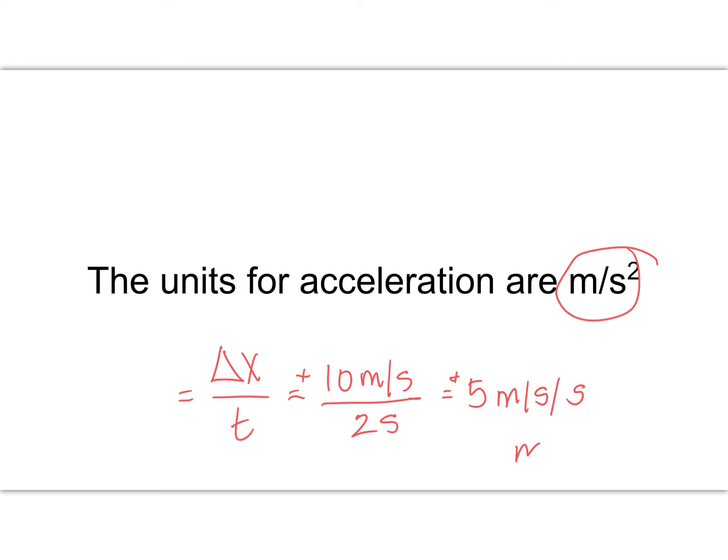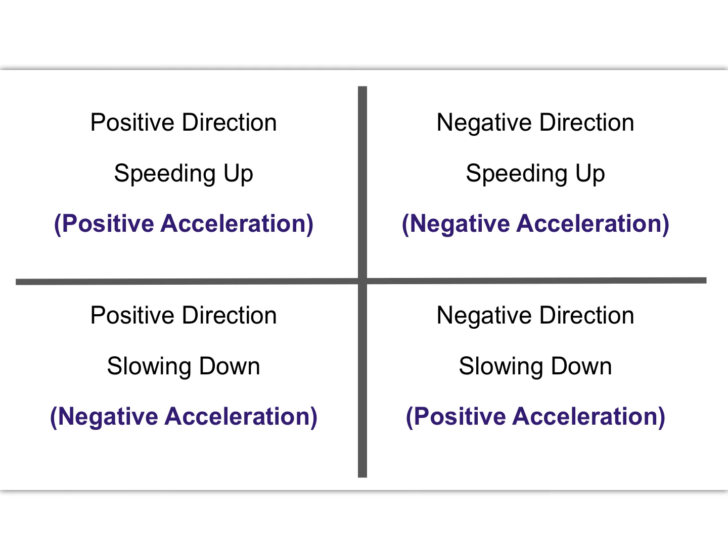So for each second, the velocity of this object is changing positive 5 meters per second each second. The shorthand of that is meters per second squared. Sometimes you'll see it written as meters per second per second. Both of them are correct. So just so you know, if you see either one of those.